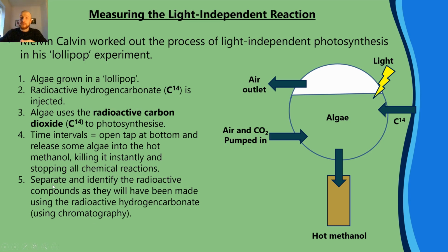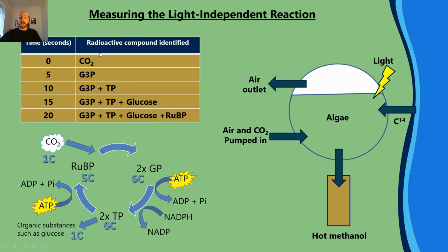Now, next was the job of separating and identifying the radioactive compounds, as they will have been made using the radioactive hydrogen carbonate. And basically, what Dr. Calvin did was use chromatography to separate out the different molecules to identify them. And as he separated it, this is what he found. So at 0, if he killed the algae at 0 seconds, there wasn't enough time for the radioactive carbon to get integrated into the Calvin cycle. So all that was radioactive in the methanol would be carbon dioxide.